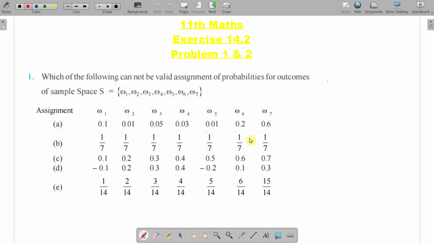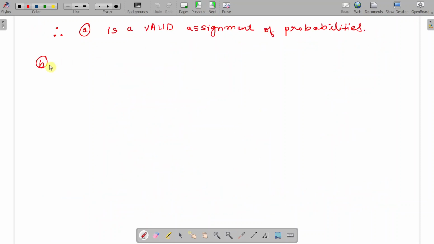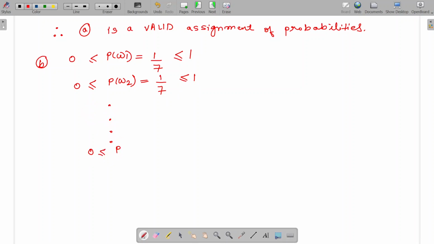So this is B, right? So that means if we look at probability of omega 1, it is equal to 1 by 7, which is less than or equal to 1. And similarly probability of omega 2, which is also 1 by 7, less than or equal to 1, right? So all these are same, up to probability of omega 7, that is equal to 1 by 7, less than or equal to 1.